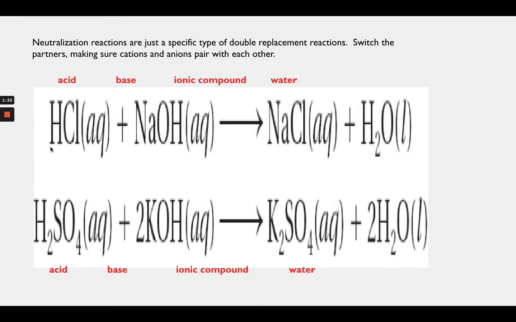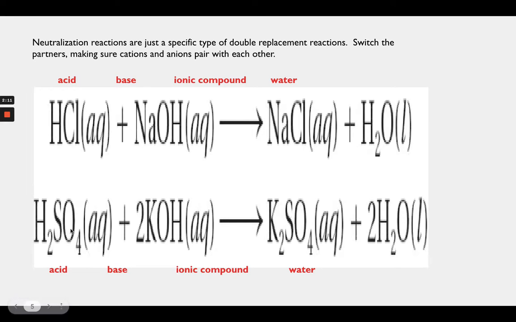So we've got two ionic compounds, and we switch the anions and the cations. So in this case, we have hydrogen as a cation and sodium as a cation. We have chlorine as an anion and hydroxide as the other anion. And if we switch partners, the hydrogen goes with the hydroxide. Well, that's just H2O. And the sodium goes with the chlorine, and that's sodium chloride. So that gives us an ionic compound. Now that is table salt, but all ionic compounds have the general name of salt. And so you get an ionic compound.